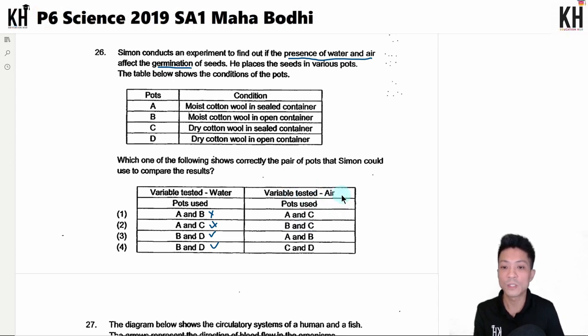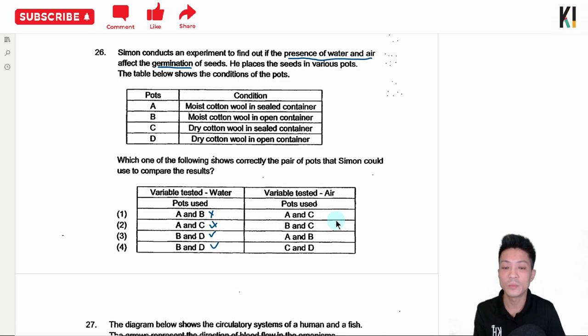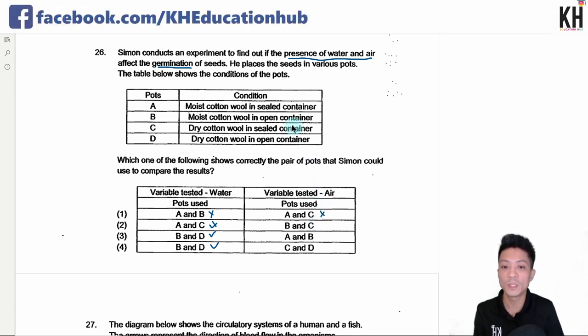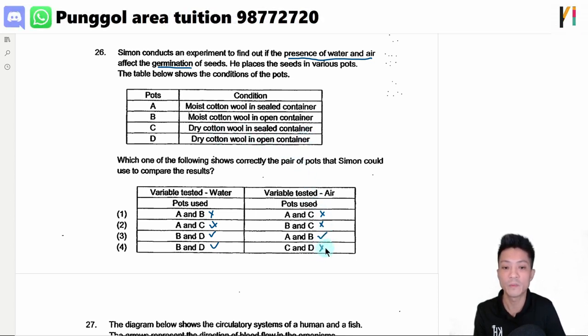For the next variable tested, which is air. So A and C. Both are sealed, so this is wrong. B and C, one is open, one is sealed, but one is moist and one is dry, so this is also out. A and B, both are moist and one is sealed and one is open, yes. C and D both are dry, so this is definitely out, because if both are dry, then the seed is not going to germinate. So the answer would be number 3.